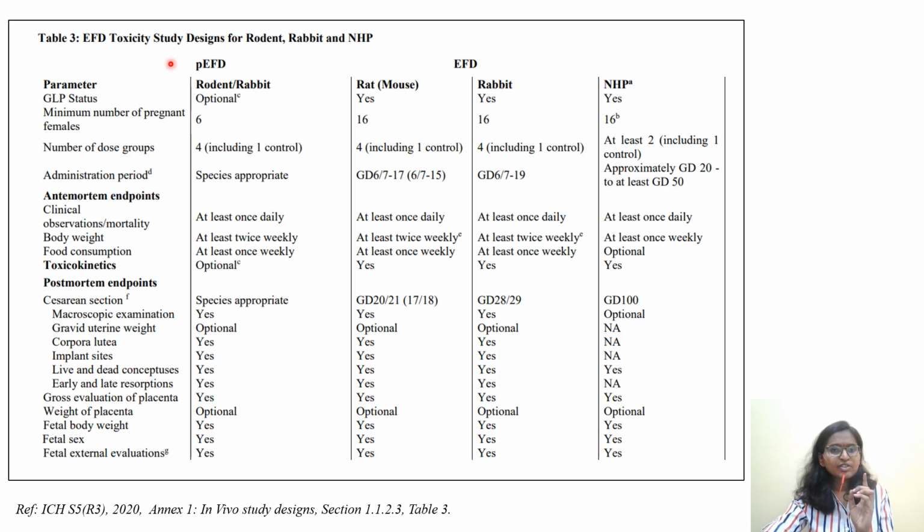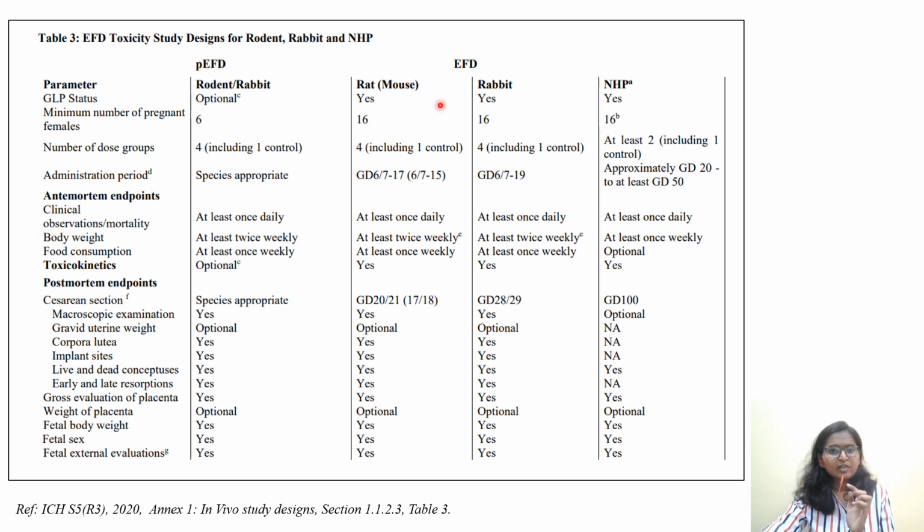Okay, so first reference they told us, read table 3 from the ICH-S5 guideline, annexure 1. So let's see what are the important points one has to remember with respect to this table. Table 3 is embryo-fetal developmental toxicity study design for rodent, rabbit and NHP, non-human primate, monkey. This is preliminary embryo-fetal development and embryo-fetal development, rat or mouse, rabbit and NHP. Okay, so parameters are there.